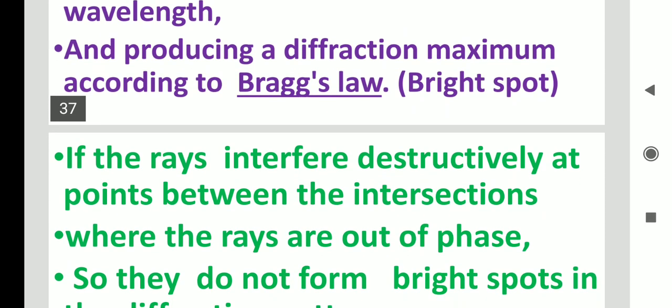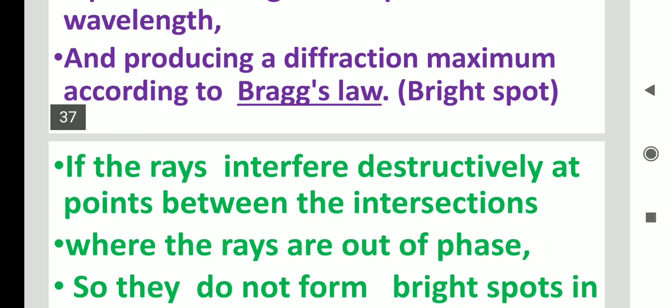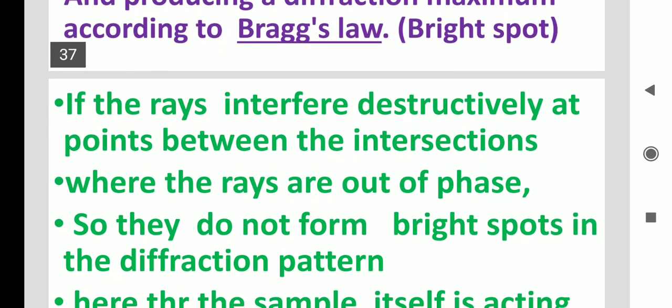If the rays interfere at a point between the intersections, this is an out of phase situation. Because of in phase you will see a bright spot, and because of out of phase you will see no bright spot.